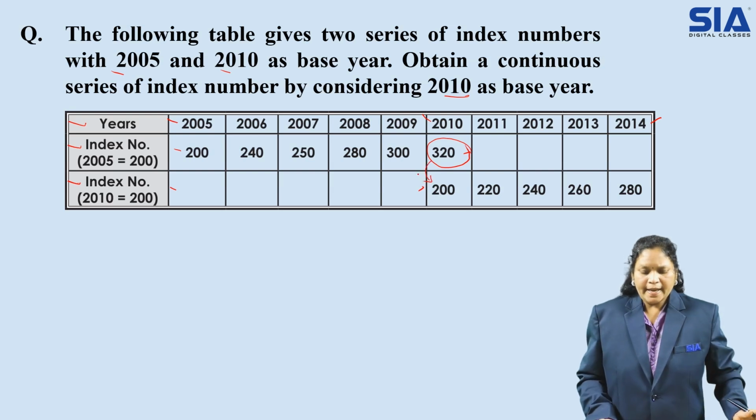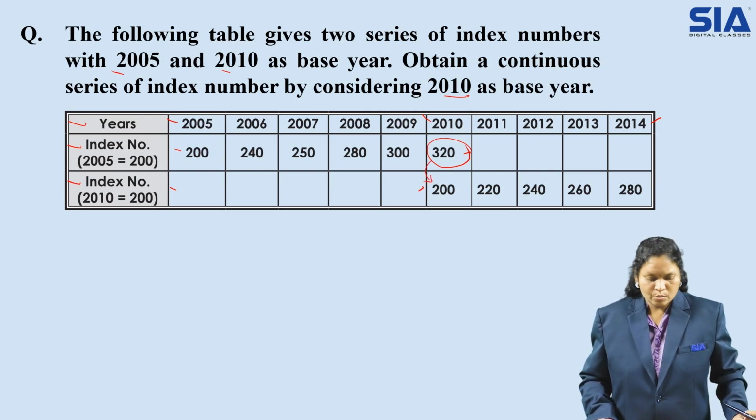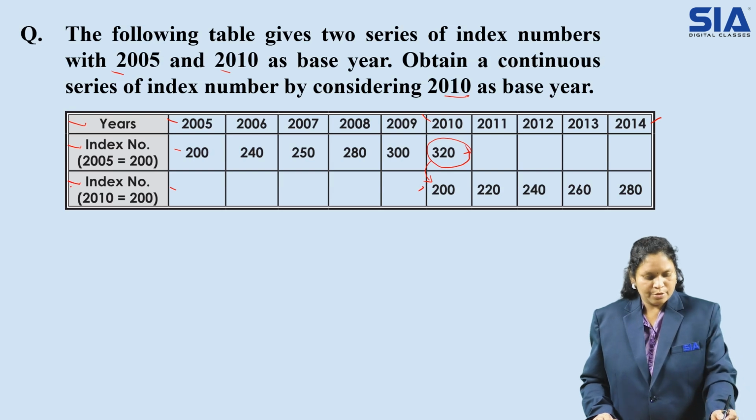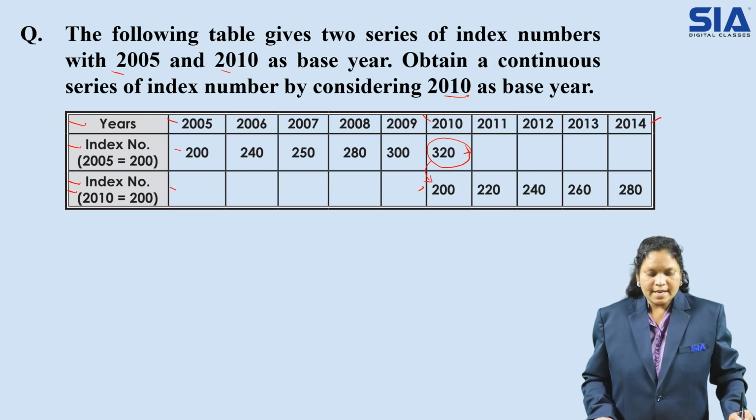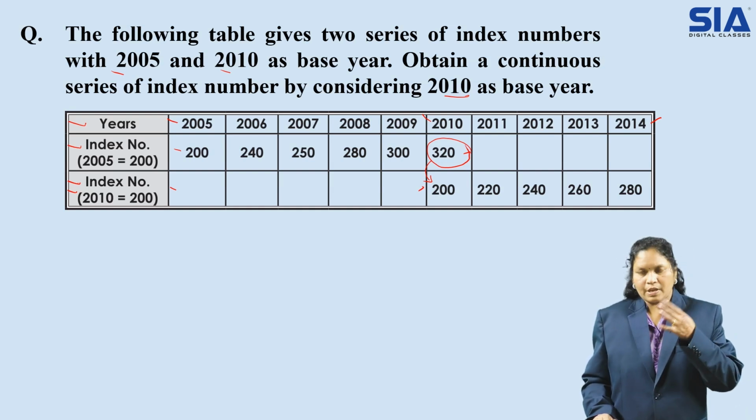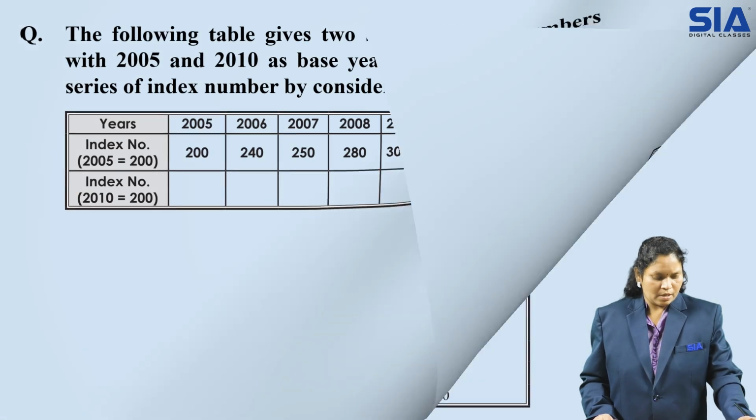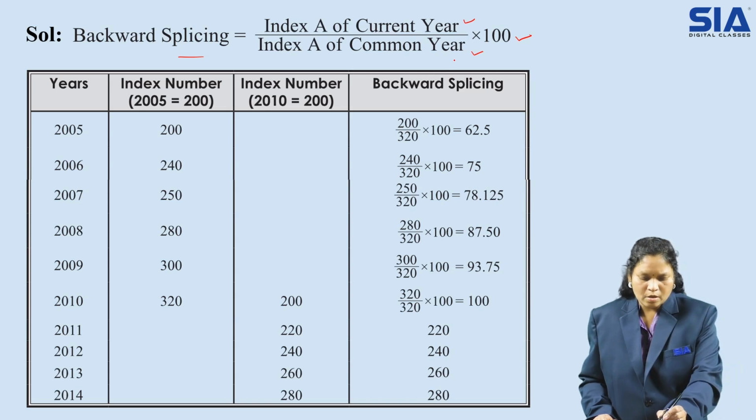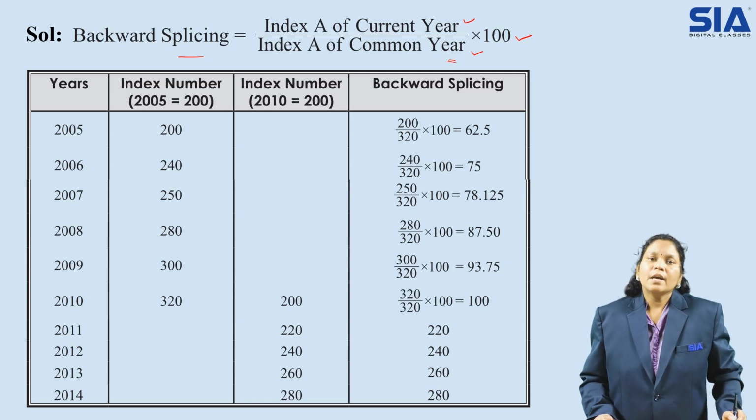So, this 320 becomes a common base year because it connects the next series. Check it out, only this 2010 has got a value in the first index number where 2005 is the base year, as well as in the next index number where 2010 equal to 100 is considered as base year. So, the connecting value for the first series and second series, whatever we have in the first series, becomes our common base year. That is your index A common year, because we are considering it from A. So, common year we got now.